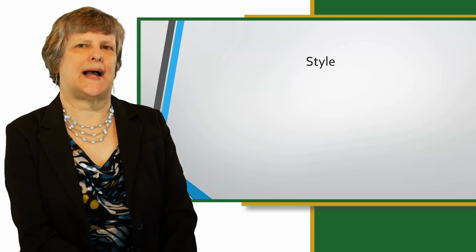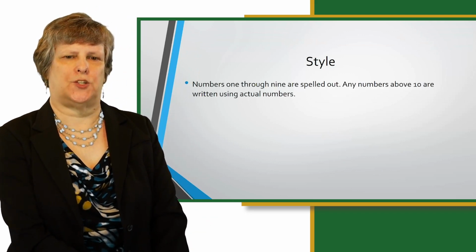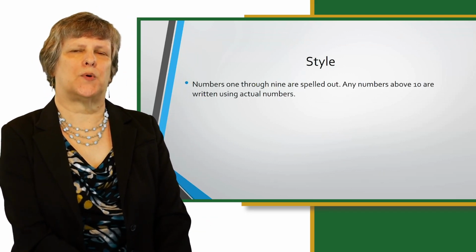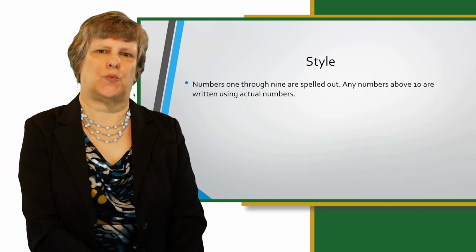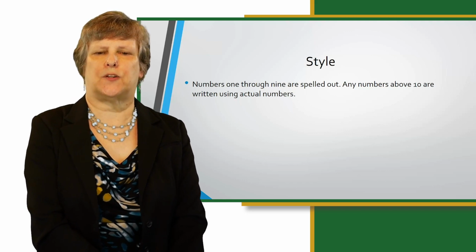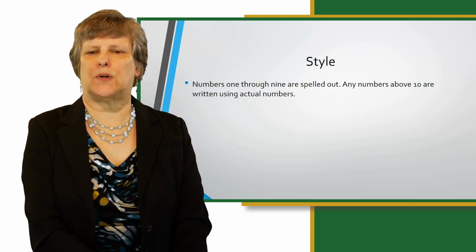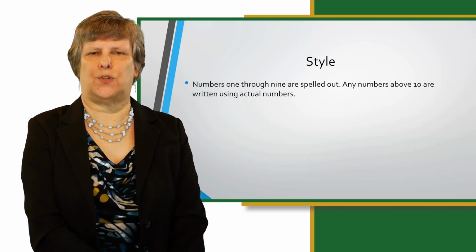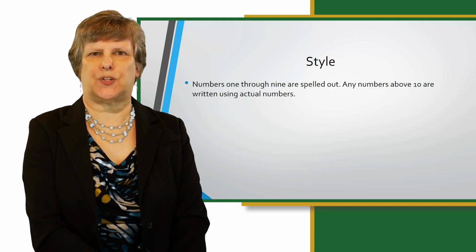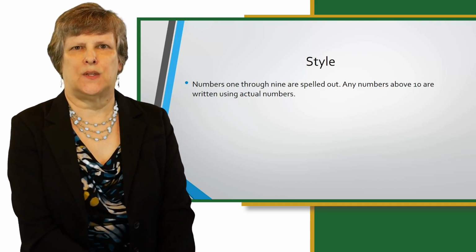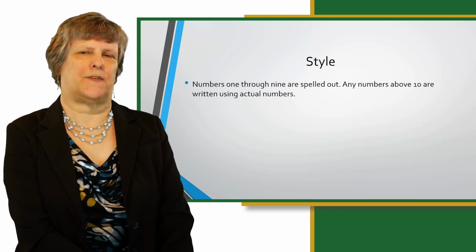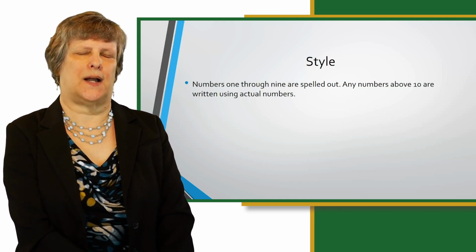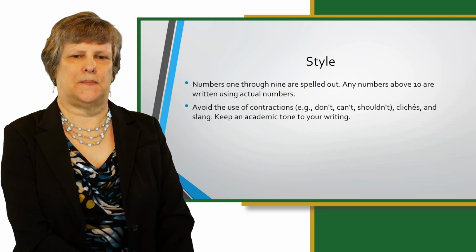Now we're dealing with style. This is how you put your words on the page. If you're using a number 1 through 9, you spell them out. Notice I didn't say numbers and then put the numeral 1. Numbers 1 through 9 are spelled out. Any number 10 or above, you use the numeral. Notice I wrote 10 as a numerical. So if I want to talk about seven people, I write out the word seven. But if I want to talk about 70 people, I write the number 70.